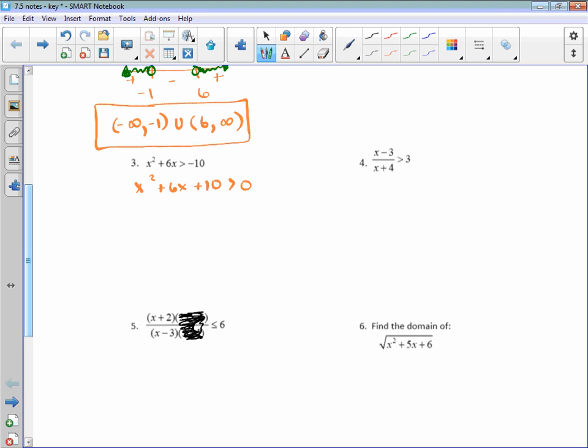So, there's 2 ways you can think about this. You can think about the graph of the parabola. Do you guys understand that on the left side that's just a parabola? X squared, something. So if we think about that, is that a parabola that's going up, or is it a parabola that's going down? Up.